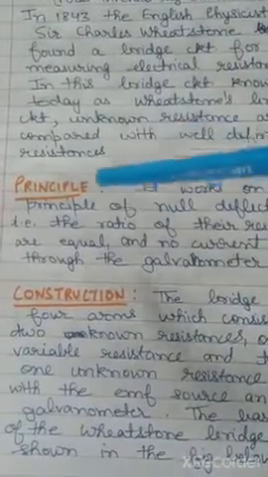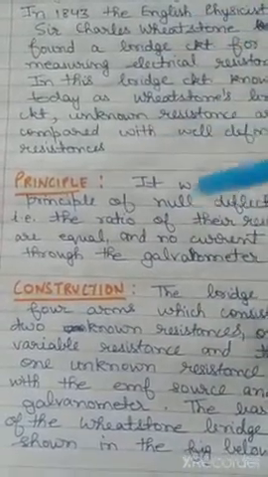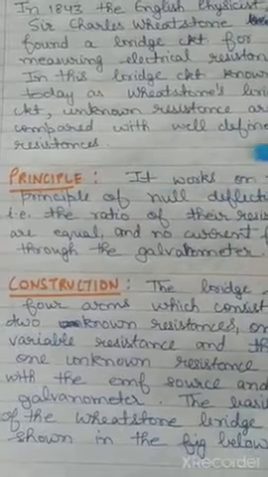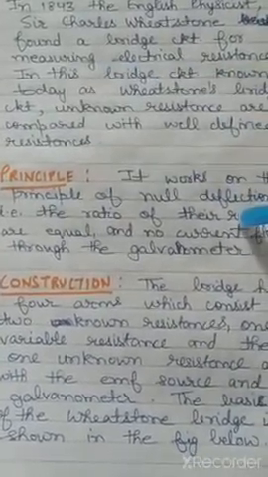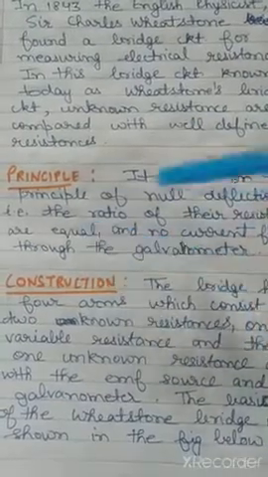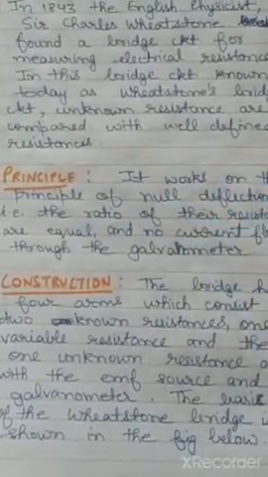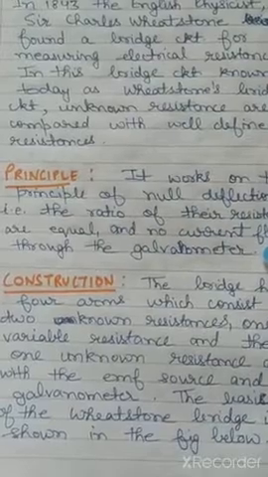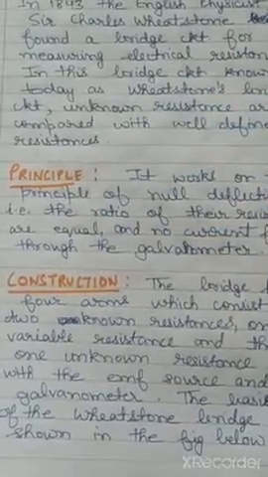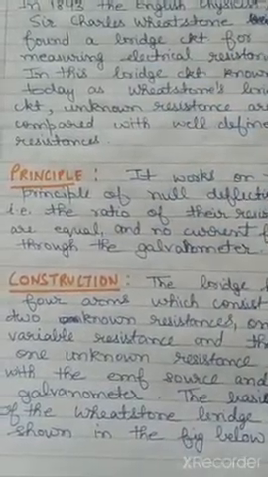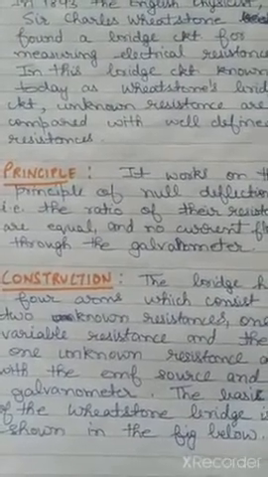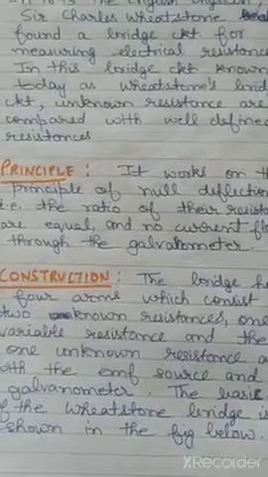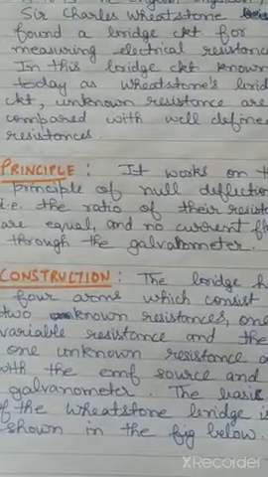Now, what is the principle of this bridge? It works on the principle of null deflection. That is, when the ratio of their resistances are equal, no current flows through the galvanometer. So this is the basic principle on which the Wheatstone bridge works. You will get the null deflection when the current through the galvanometer is 0. That means no current passes through the galvanometer.